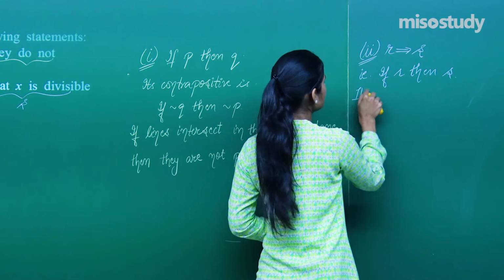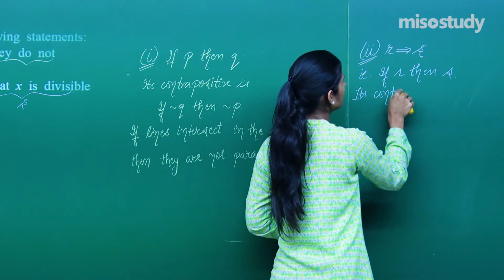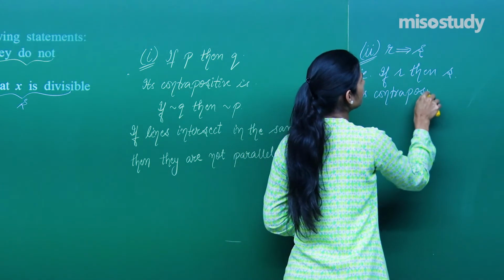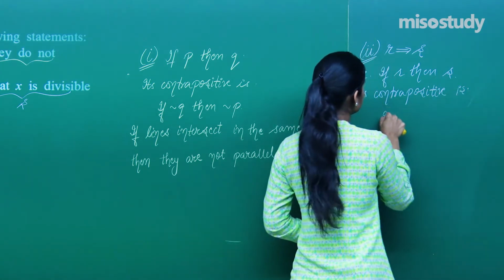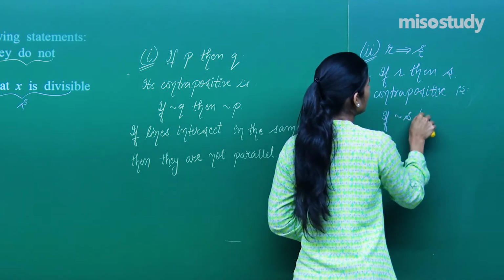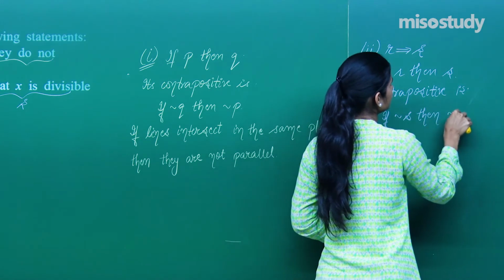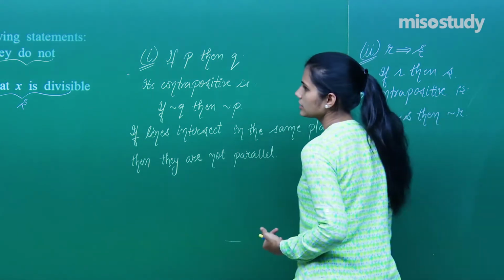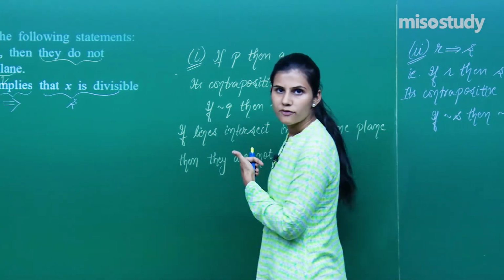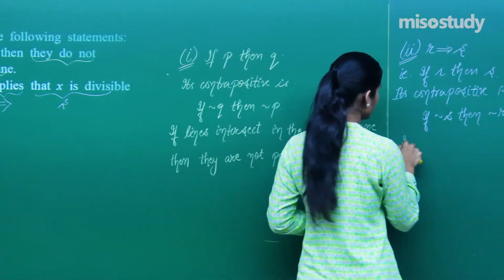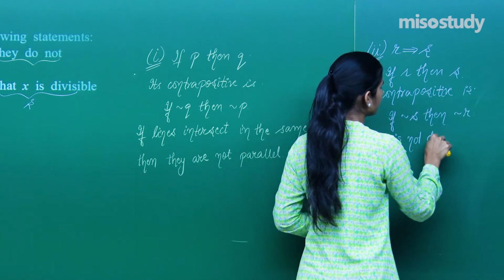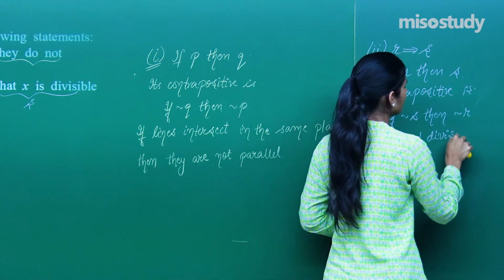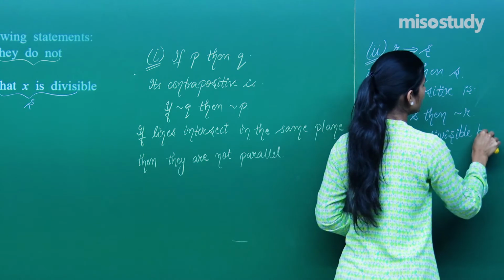So its contrapositive again would be exactly the same thing. The moment you have an if-then implication, you can very easily write the contrapositive. It is if not S, then not R. S is what? x is divisible by 4. So not S will be x being not divisible by 4.